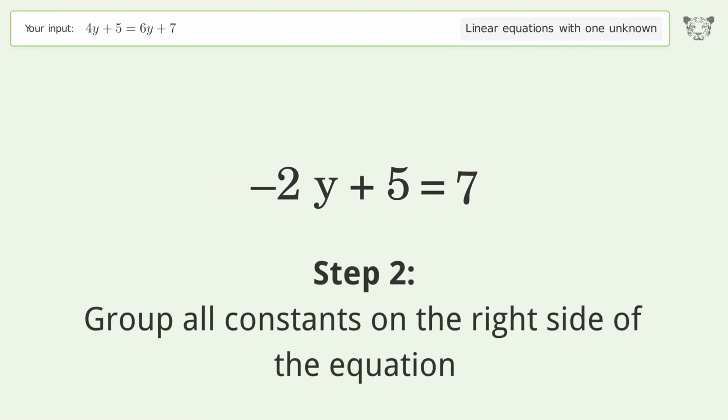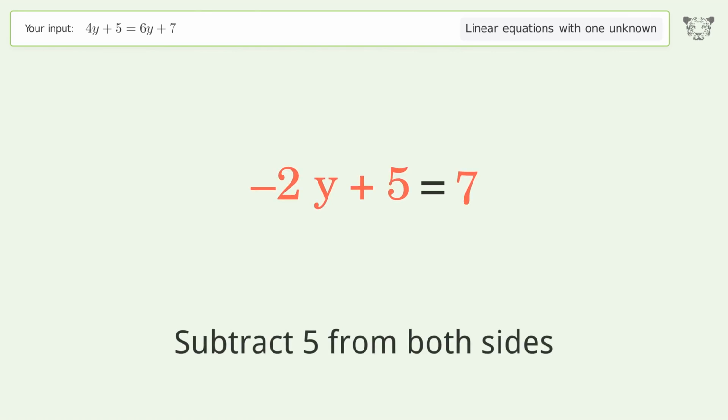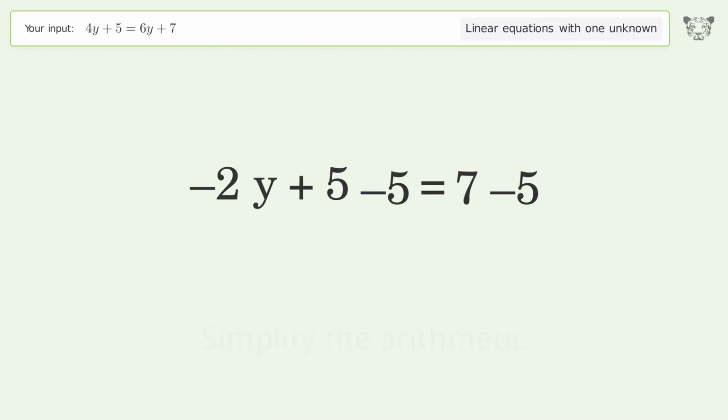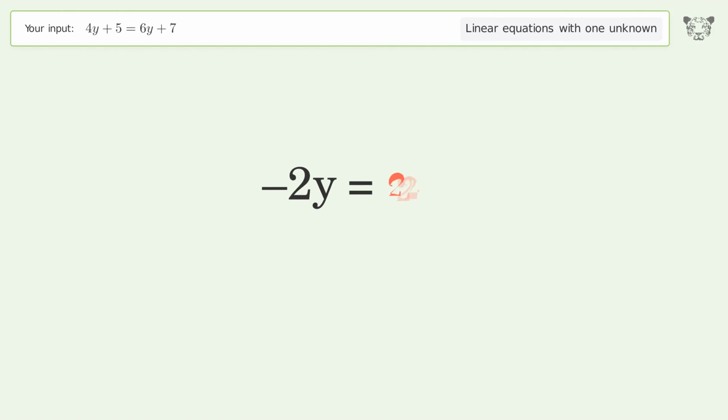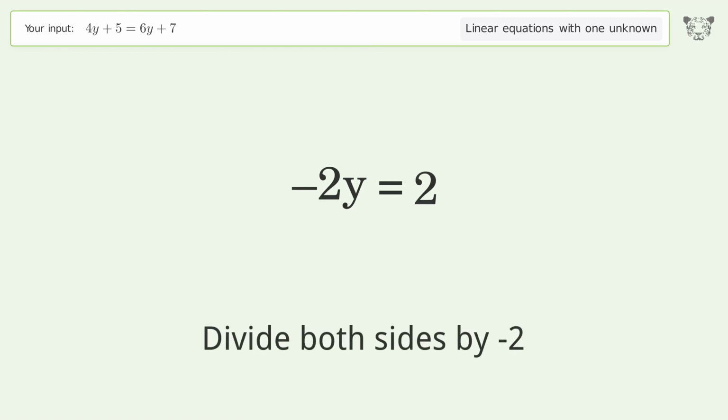Group all constants on the right side of the equation. Subtract 5 from both sides. Simplify the arithmetic. Isolate the y. Divide both sides by -2.